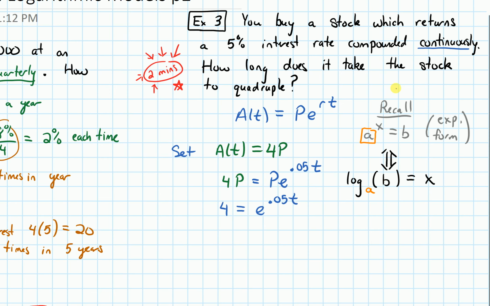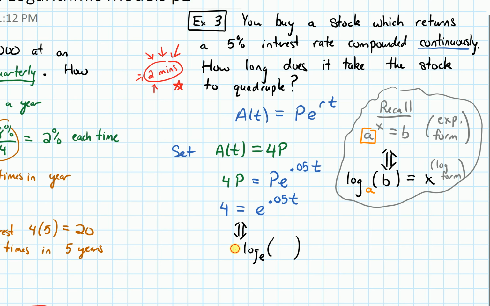Okay, so I'm going to put this in a little bubble and say that the bottom version is what's called log form. And if we do that for our problem, if we rewrite this in log form, the base of my exponent is e, so we'll get log base e of something equals something, and 4 goes inside the log, because I switched the input and the output, and 0.05t goes on the other side.